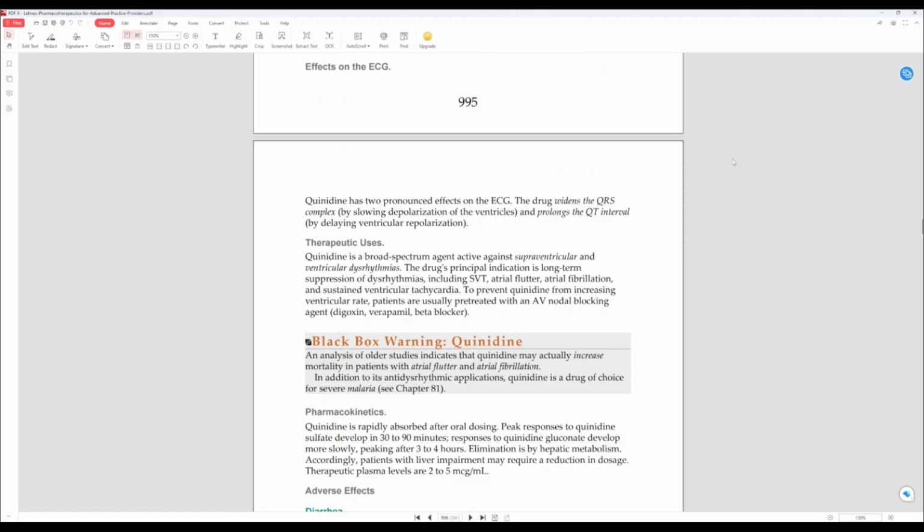Its effects on the EKG. Quinidine has two pronounced effects on the EKG. The drug widens the QRS complex and prolongs the QT interval.